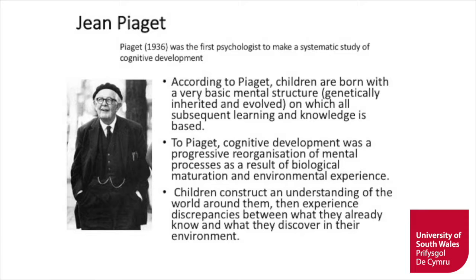Children are born with a very basic mental structure, genetically inherited and evolved, and on which all subsequent learning and knowledge is then based. So to Piaget, cognitive development was a progressive reorganisation of mental processes as a result of biological maturation, but also the environmental experience. So kids will learn from what's going on around them.